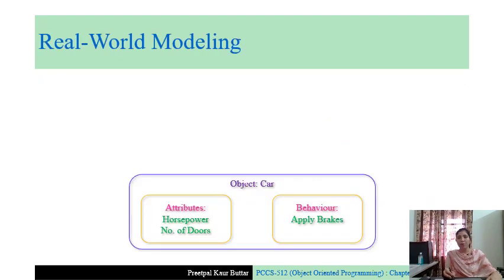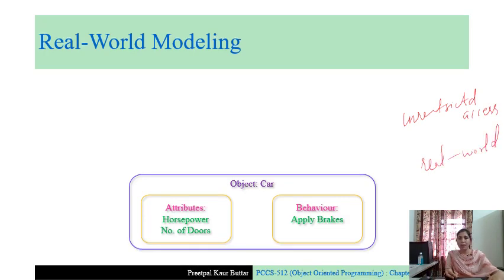So now we say that we are able to handle these two problems, the problem of unrestricted access and the problem of poor modeling of real world data, in object oriented programming. How?